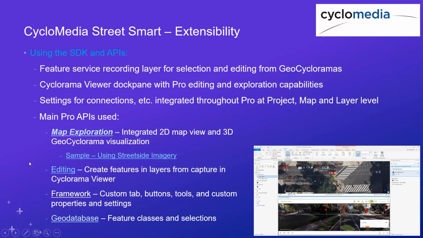Let's take a look at some of the other sections here. The editing API was used in the add-in, and it allows you to see how you can create features in layers, and there's capturing directly from the Cyclorama Viewer. The framework category, you can see that the team built a series of custom tabs, buttons, tools, and used custom properties and settings throughout the application. And finally, for the geodatabase, this area is definitely leveraged with all of the different feature classes and selections that the team was actually using. All right, so that's our first add-in.